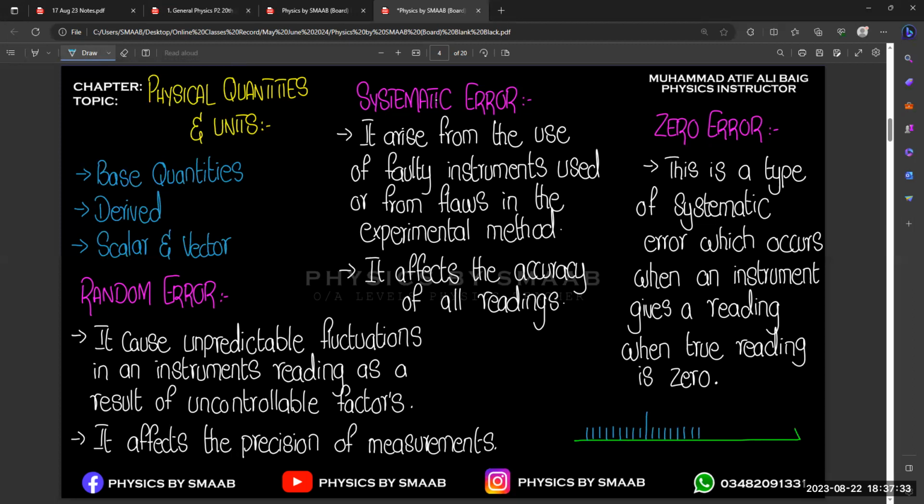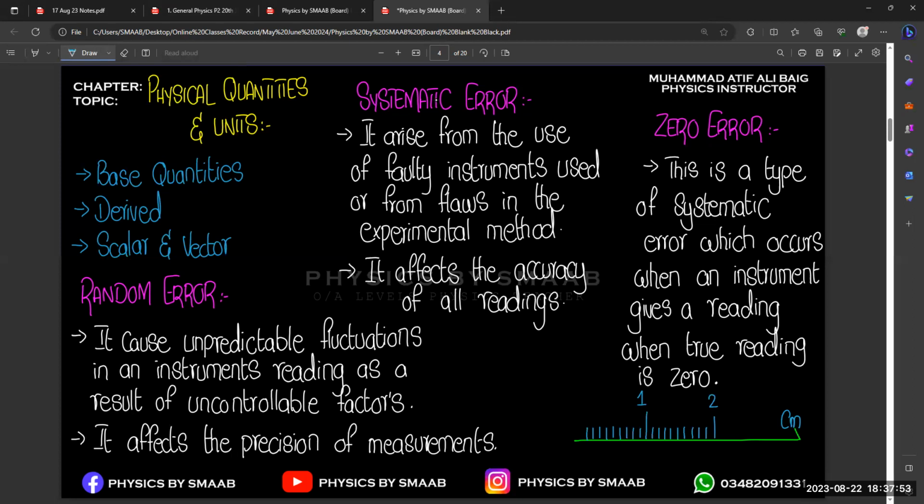I understand what it means by zero error. Yeah, it's very common, because sometimes students get confused about zero error. They think that it must be related to some zero value, zero quantity. So actually it depends upon the instrument, right?